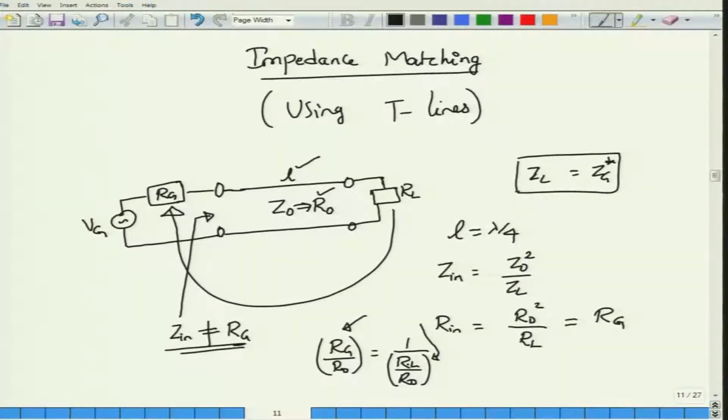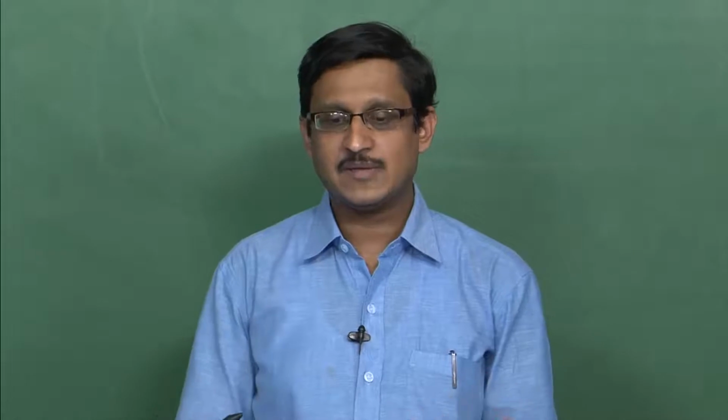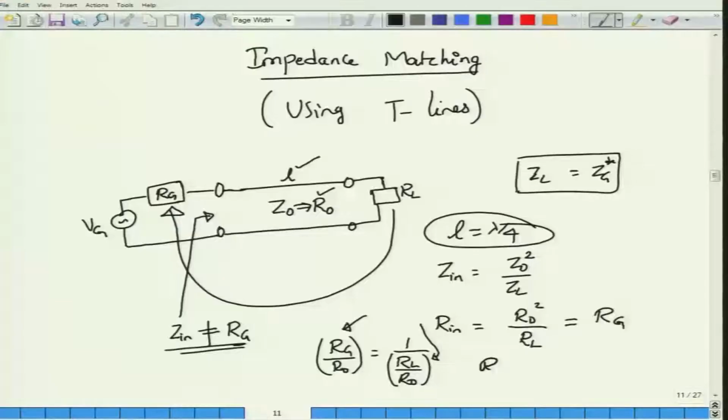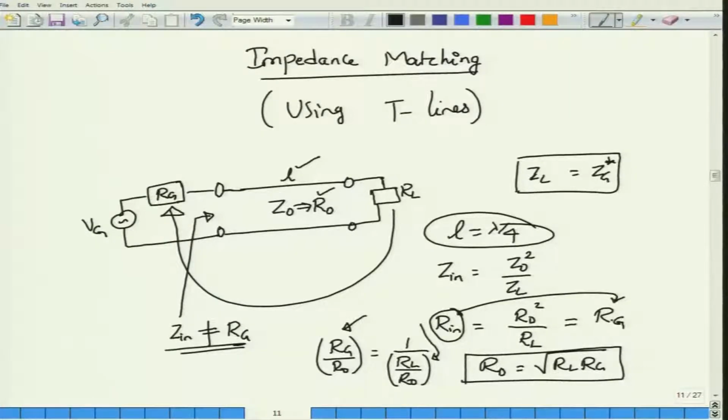But 1 by normalized load resistance is nothing but admittance. And how do I go from impedance to admittance? I need to use a quarter wave transformer, or a quarter wavelength transmission line. So, this is the reason why this is called a quarter wave transformer, because it transforms RL into 1 by RL, and when you choose R0 equal to square root of RL into Rg, then you are done. Then you are essentially ensuring that this Rin is equal to Rg, but Rin equal to Rg simply means that RL will now be equal to Rg. Why? You can substitute R0 square with RL Rg here, RL cancels and Rg will be equal to Rg.